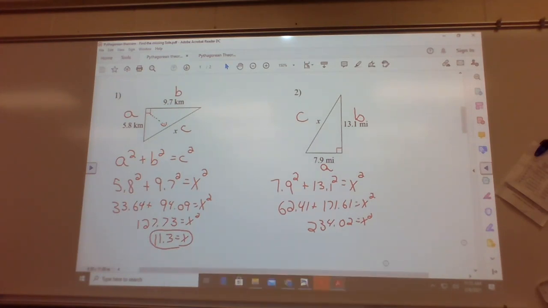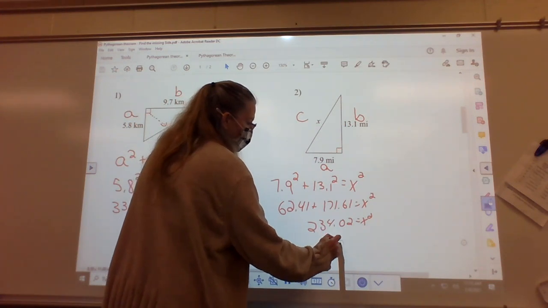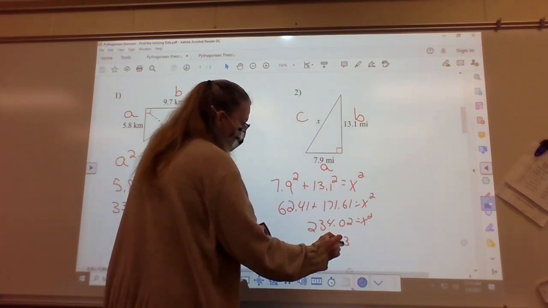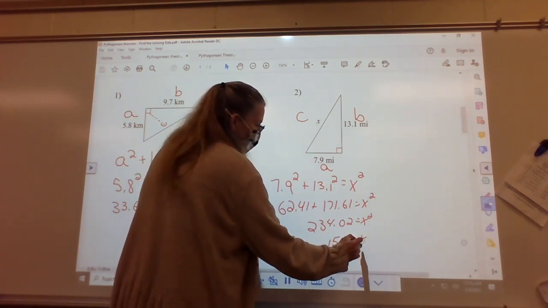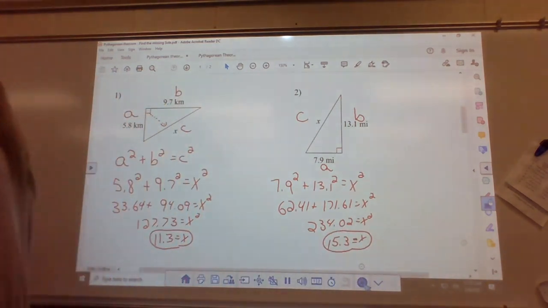So my last step, same as before, is going to be take the square root. Well, I know 15 squared is 225, so it's going to be a little bit bigger than 15. Square root of 234.02, and I get 15.3. And again, don't round off until the very end. And then your last number, go ahead and round off. So 15.3.